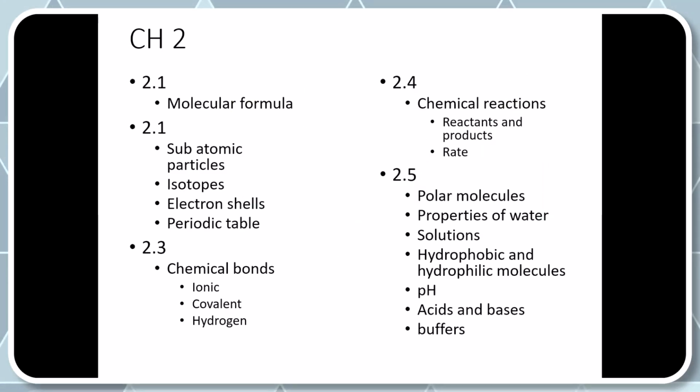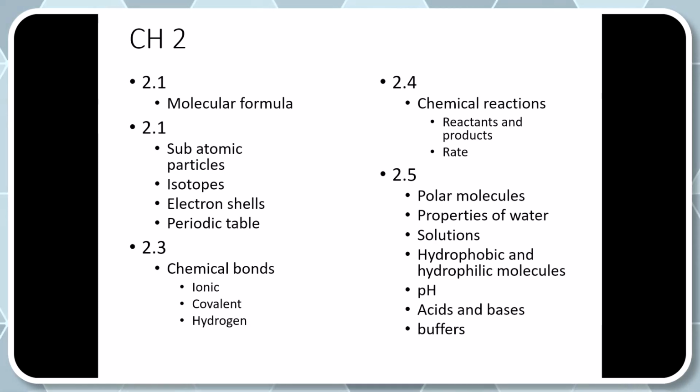So that's it. We made it to the end of chapter 2. So we talked about the molecular formula. That just shows us how many atoms of each particular element are in a molecule. So like H2O has 2 hydrogens and 1 oxygen. 3 subatomic particles. We got protons. What's the charge of a proton? Positive. Neutrons. What's the charge of a neutron? Neutral. Electron. Charge. Negative, right?